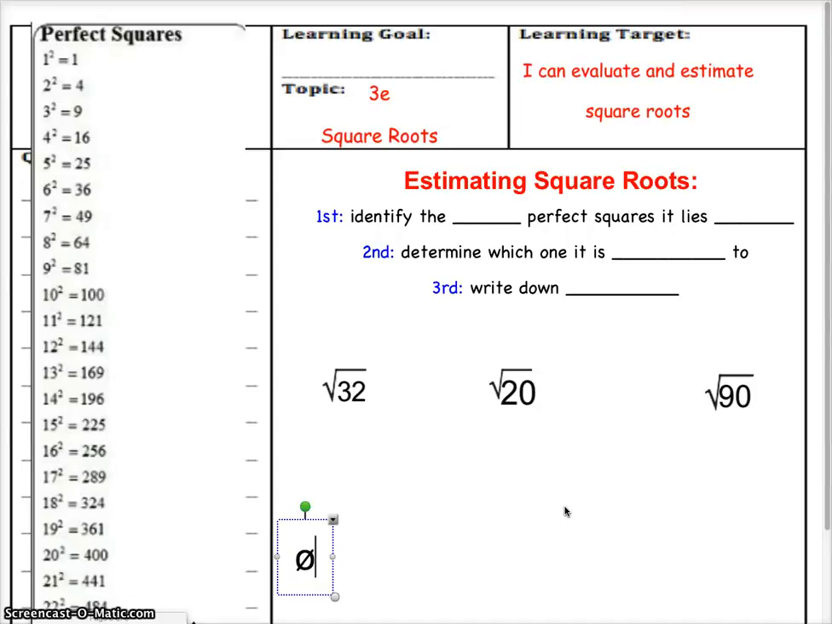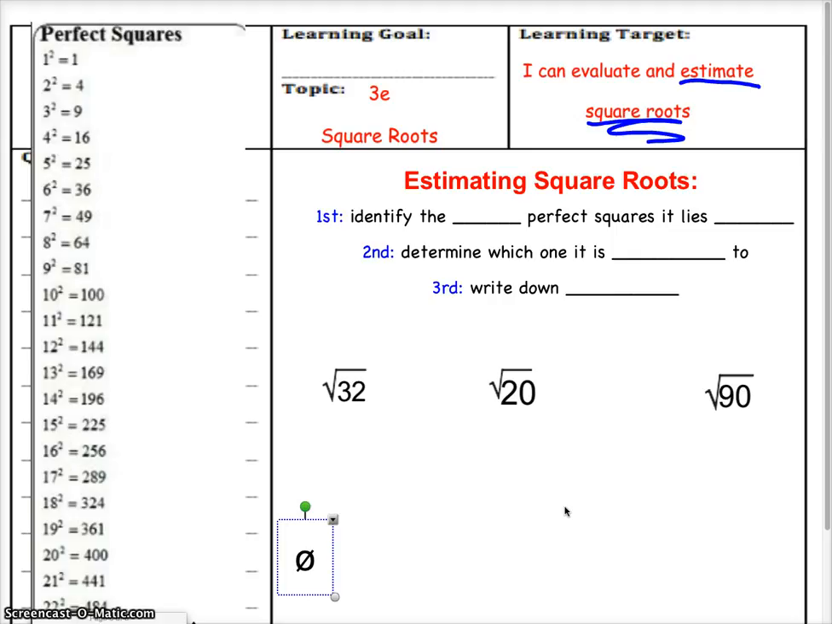Today we are moving on to evaluating and estimating square roots. Our main learning target is going to be the estimating portion today of square roots. And our topic, of course, is square roots. So there's perfect square roots and there's not perfect square roots.